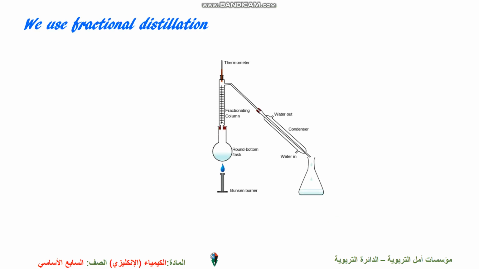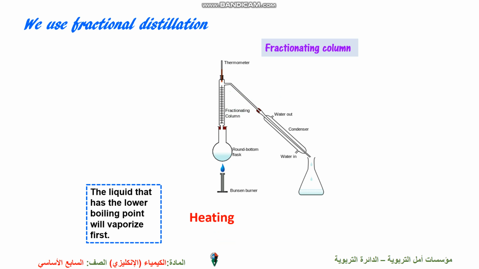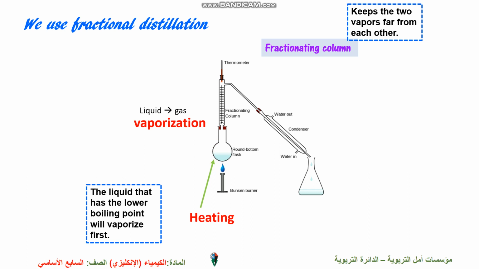Fractional distillation is similar to simple distillation, but we have a fractionating column before the condenser. The fractionating column keeps the vapors far from each other. Let's see how. We put the mixture in the round bottom flask and heat. The temperature will increase, but the liquid that has the lower boiling point will vaporize first, changing from liquid into gas. The gas will go to the fractionating column that keeps the two vapors far from each other.